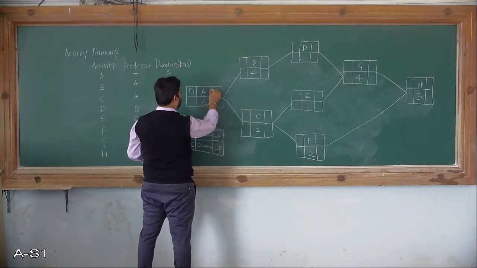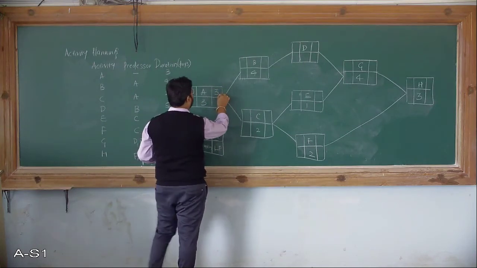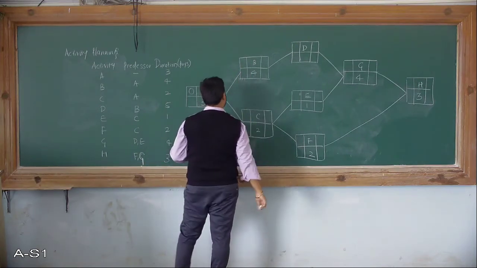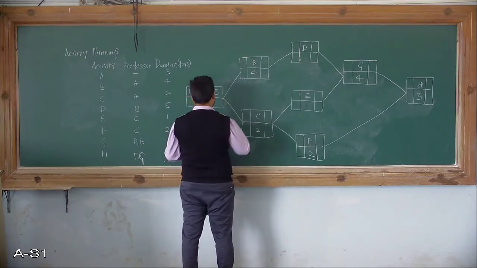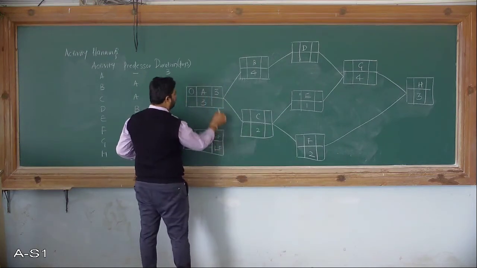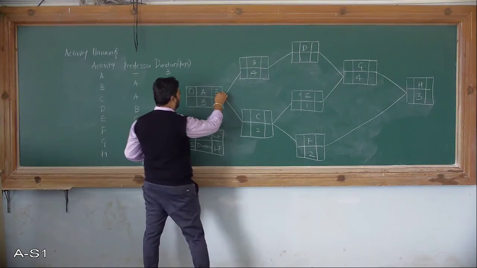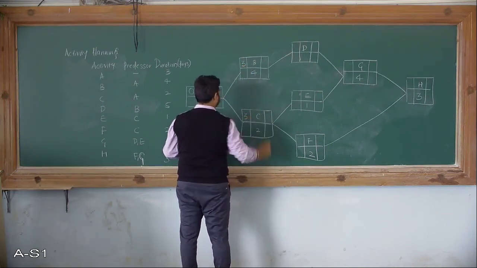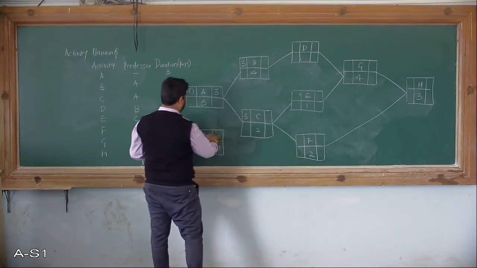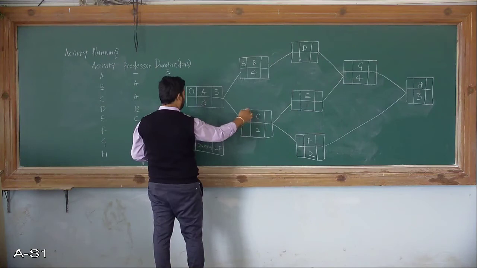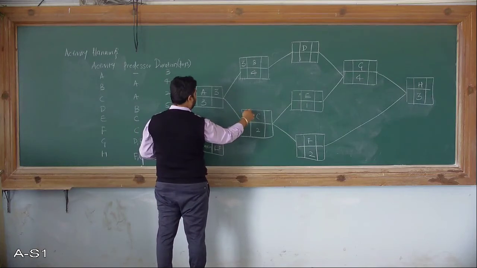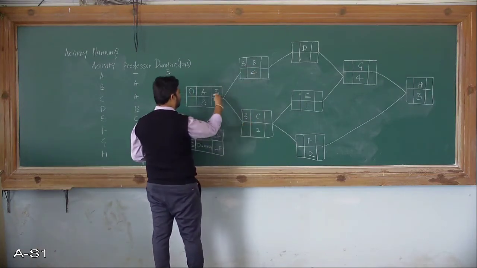The value of early finish for activity A will be the early start for its next dependent node. So here you can observe that the early finish for activity A becomes the early start for the following nodes. So here it comes 3 and here also it comes 3. You can observe here. So the early finish of activity A becomes the early start for activities C and B, because B and C depend on activity A.